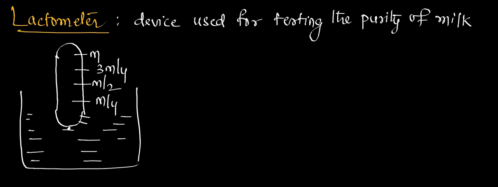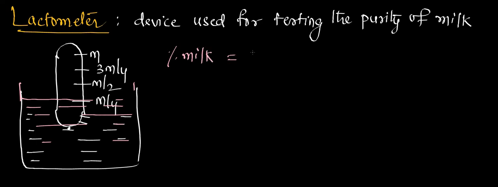For suppose I just take that the milk is coinciding with the m by 4 mark, then what does it mean? The percentage of milk is m by 4, that means just 25%. M means concentration, the whole concentration is 100%, but in that the pure milk is only 25%, remaining 75% is water, means other impurities.